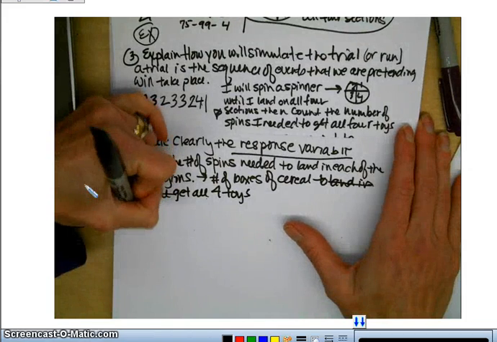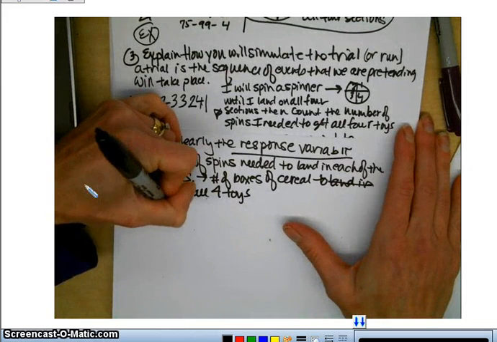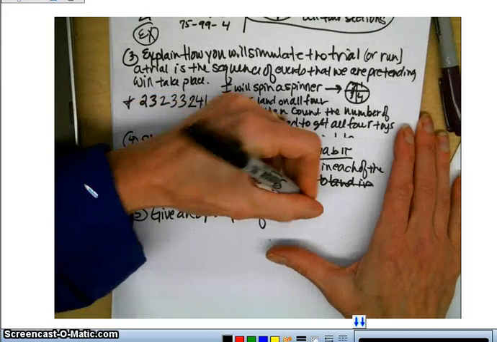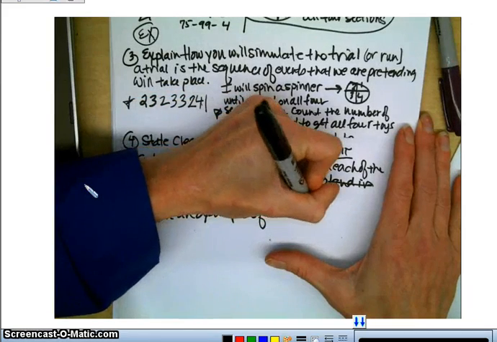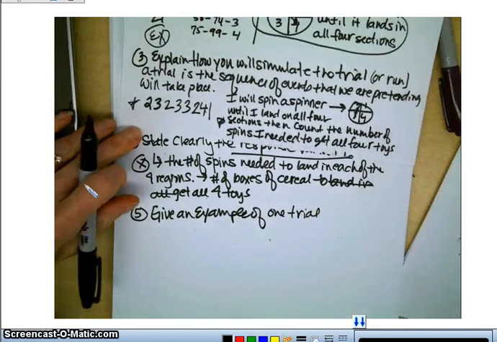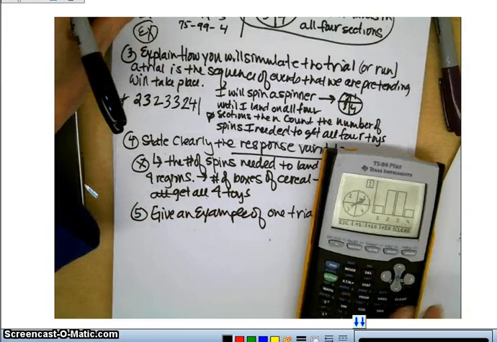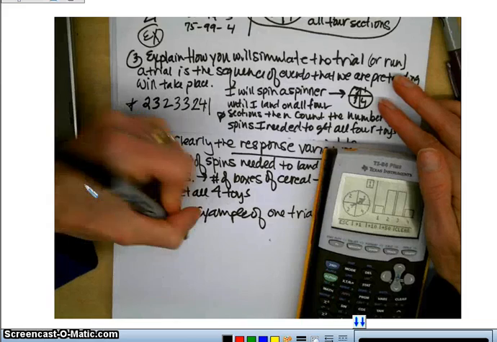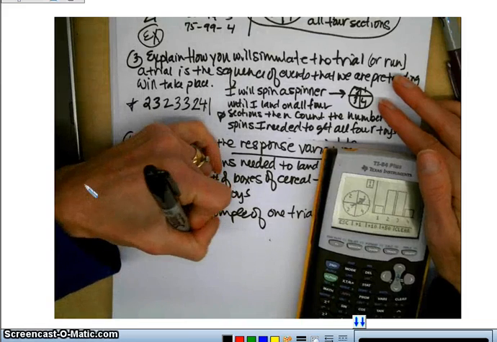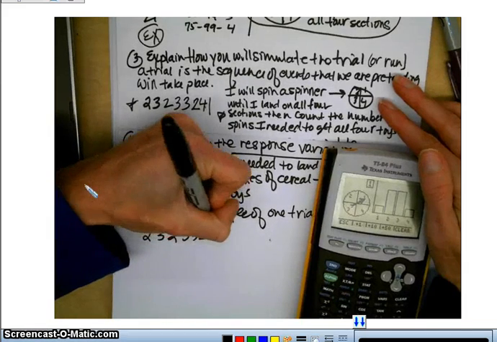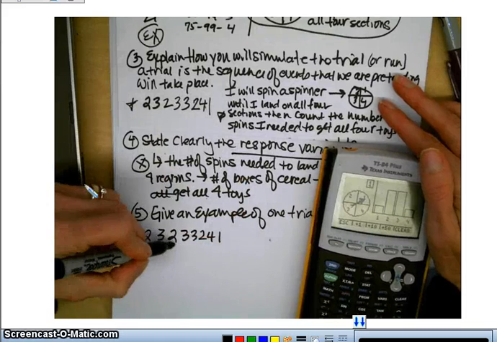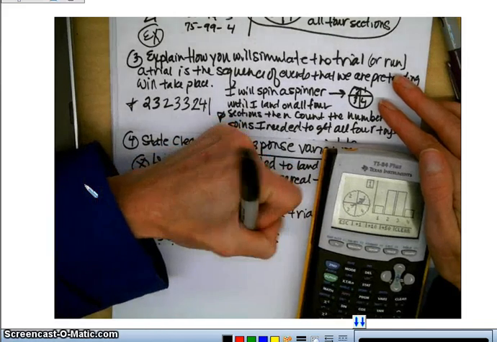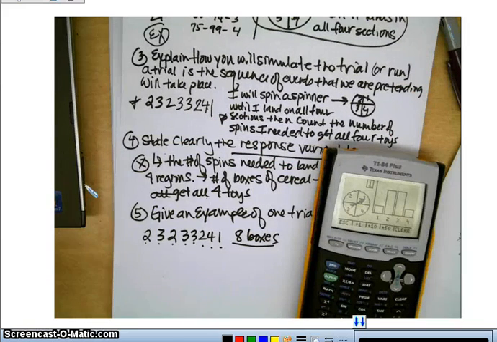Alright, 5, give an example of one trial. So we actually already did that earlier when we did this thing up here, and we wrote down, so one trial, we're spinning the spinner, these are my spins, and if you've written all this other stuff down, this is one trial right here. We count 1, 2, 3, 4, 5, 6, 7, 8. We had to open 8 boxes of cereal to get all 4 toys.